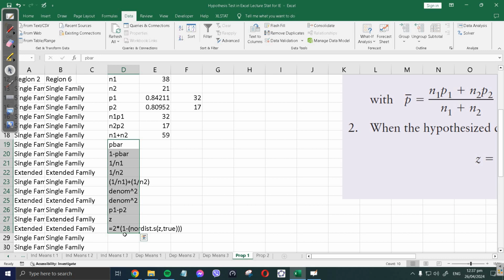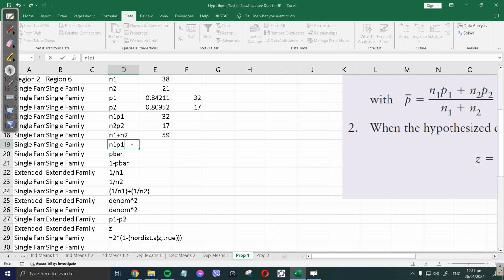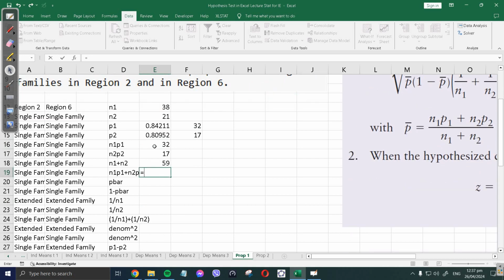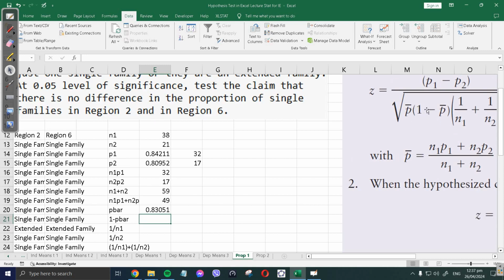There you go. And that would be N1P1 plus N2P2 over N1 plus N2. I forgot that. Let's paste that here. N1P1 plus N2P2. So that would simply be equals N1P1 plus N2P2. So P bar would be N1P1 plus N2P2 over N1 plus N2. There you go. This is our P bar. And we need 1 minus P bar in here as well, because this is P bar. That's 1 minus P bar. So we're going to have equals 1 minus this.